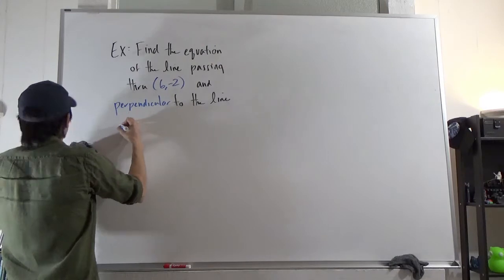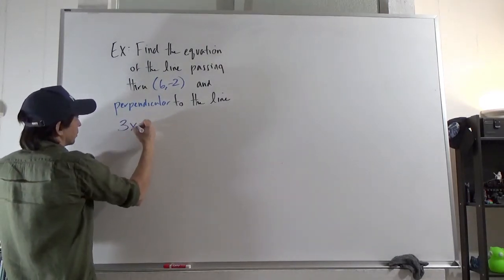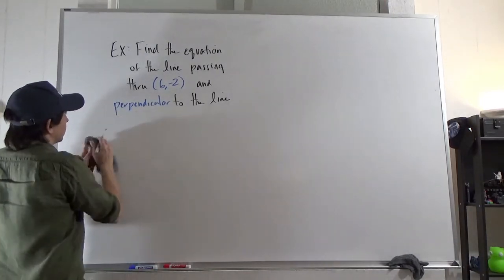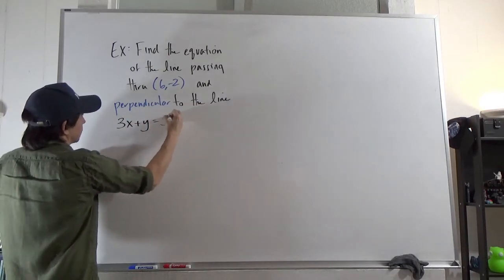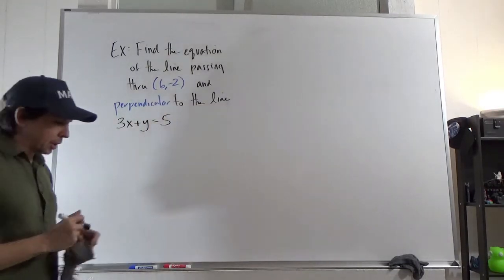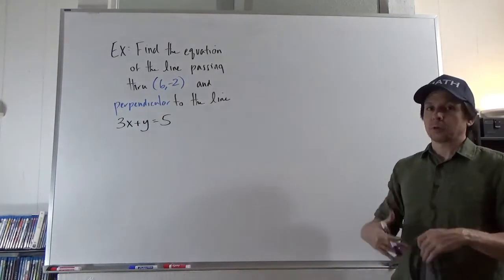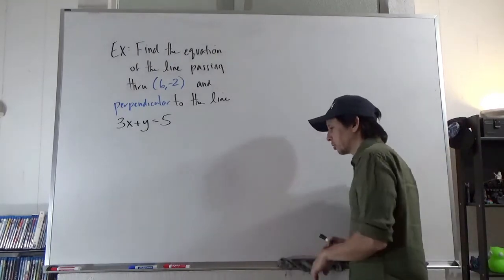What do I got? 3x plus y is equal to 5. I'm gonna write it in black. Okay, I'm not going to graph this time. It's going to get messy when we graph every time. I just wanted to illustrate the idea that one time. The process is going to be similar though.